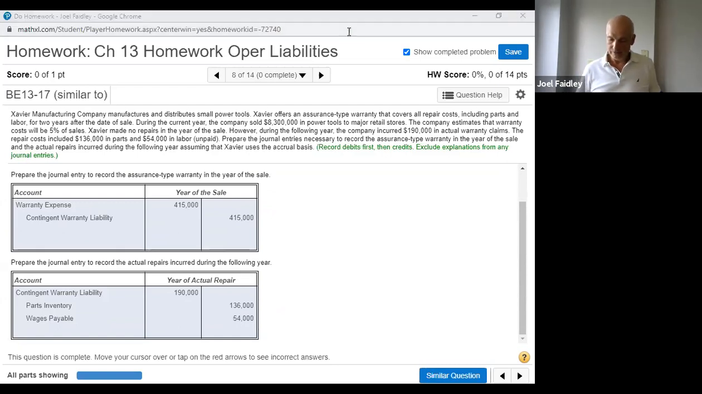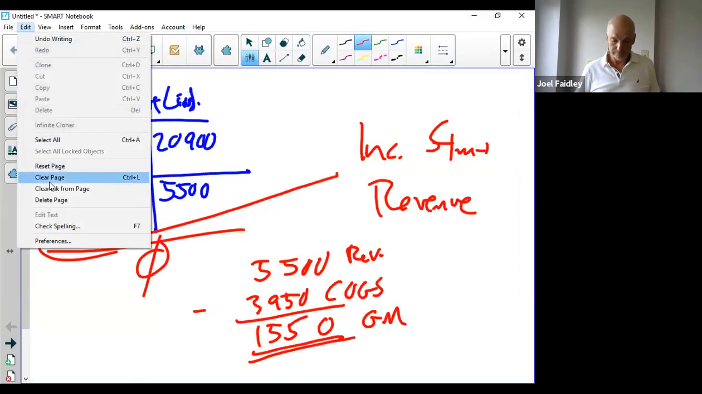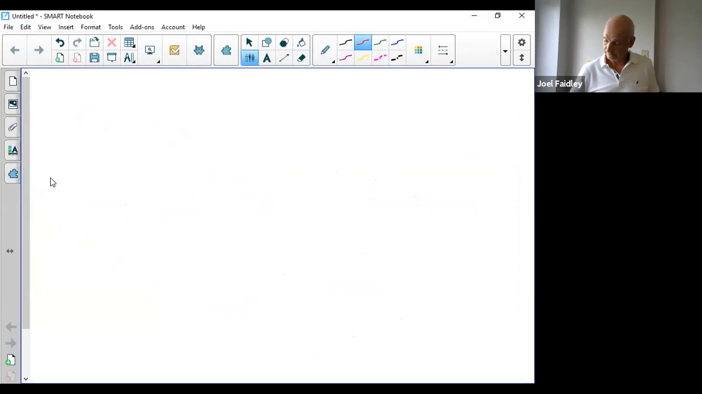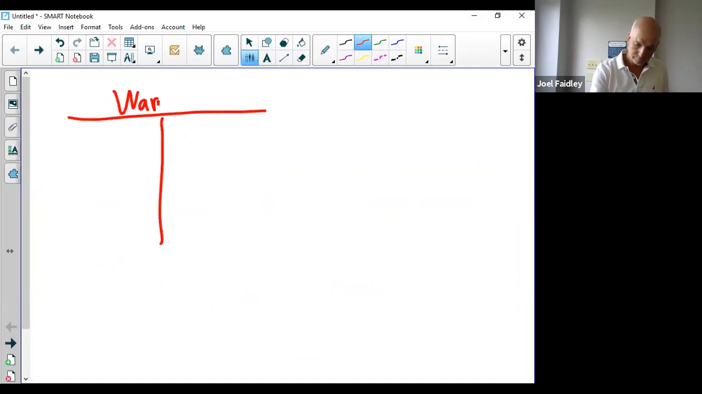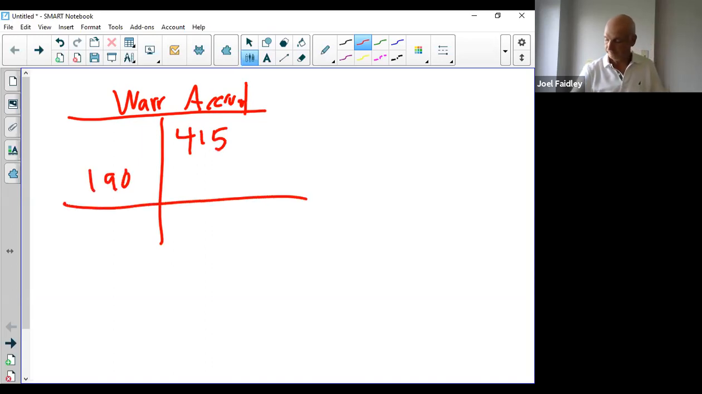Again, I always encourage students to use T accounts. Warranty accrual, or whatever it's called, 415,000, and the first year 190. And so now we've got a balance, don't we? Whatever 415 minus 190, $225 remaining.